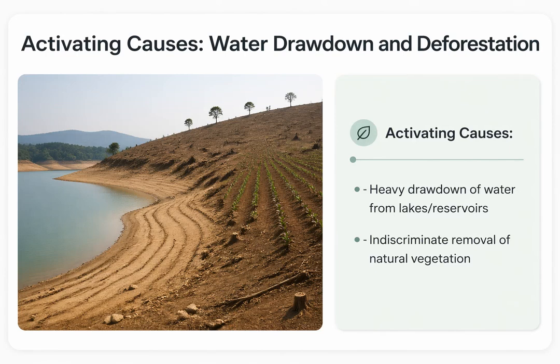Human interactions with water bodies and vegetation also trigger mass movements. A heavy, rapid drawdown of water from lakes, reservoirs, or rivers can cause the slow outflow of groundwater from under the adjacent slopes, leading to collapse. Furthermore, the indiscriminate removal of natural vegetation is a major culprit. For example, in the Western Ghats, replacing natural forests with plantation agriculture drastically reduces slope stability because plantation crops have shallow roots and lower tree density, offering far less structural support to the soil.